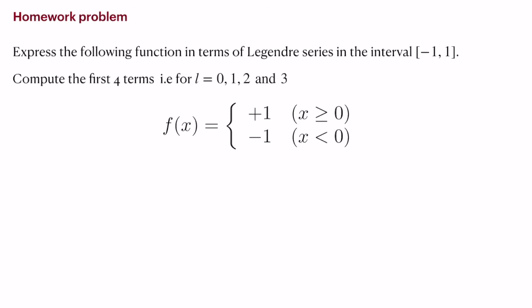Now I have given the 4 or 5 polynomials, and we have also given the normalizing constants for them. This is a homework problem. Express the following function in terms of a Legendre series in the interval minus 1 to plus 1. You just need to compute 4 terms, for L equal to 0, 1, 2 and 3. The function f of x is given by f of x equal to plus 1 when x is greater than 0, minus 1 when x is less than 0. That is basically a step function from minus 1 to plus 1, and that needs to be expressed in terms of a Legendre series for 4 terms.